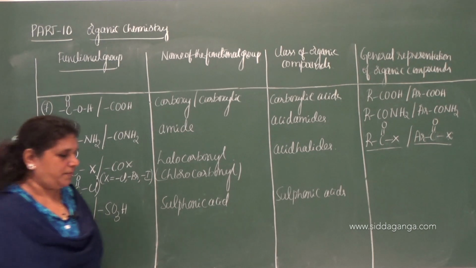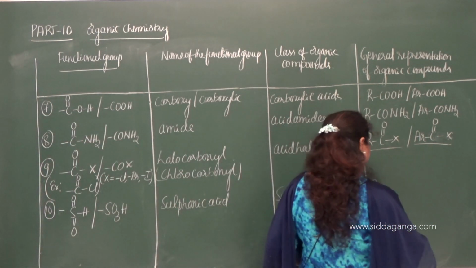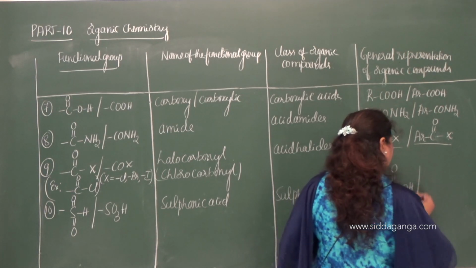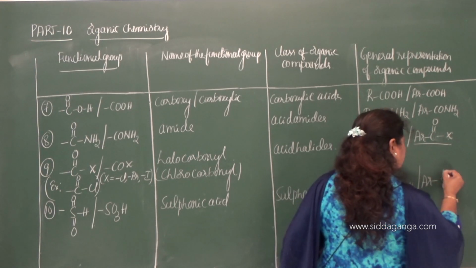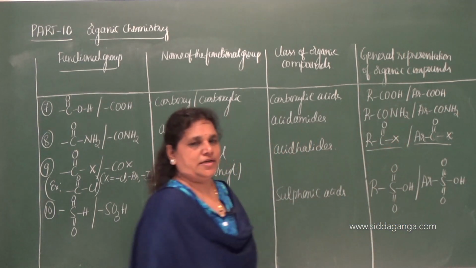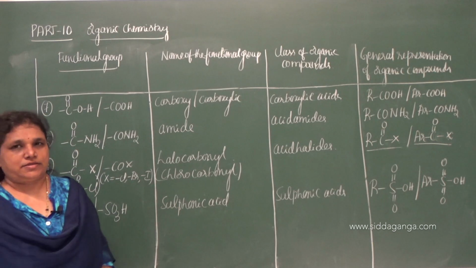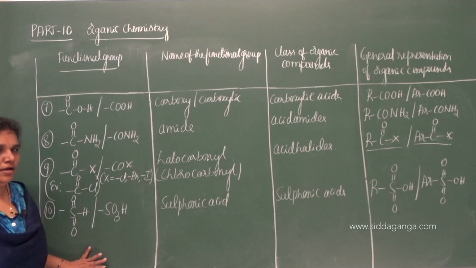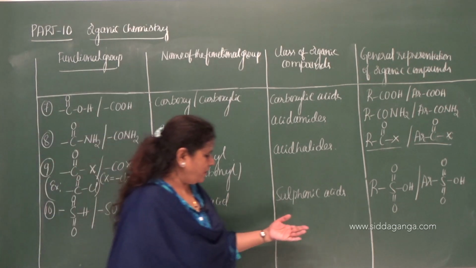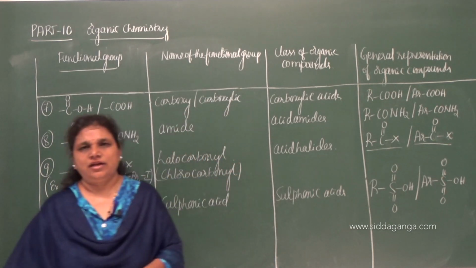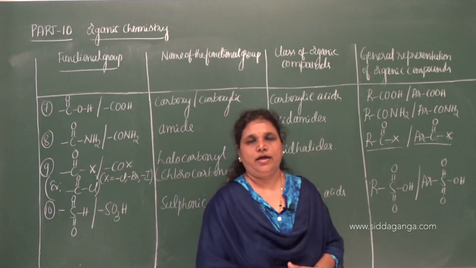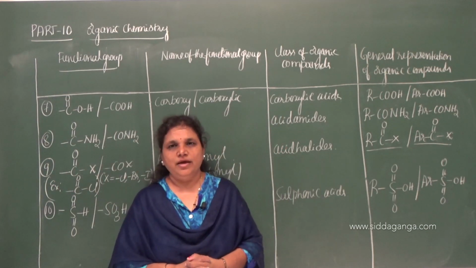How to represent sulfonic acids? R, S double bond O, OH, or Ar, S double bond O, OH. So this is the representation of sulfonic acids. I have given 10 functional groups with the respective names of the functional groups, the class of organic compounds, and also the general representation. Let me continue the remaining classes of organic compounds on the basis of functional group in the next class.